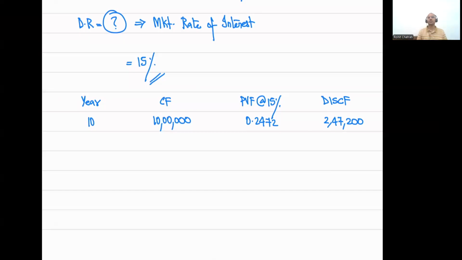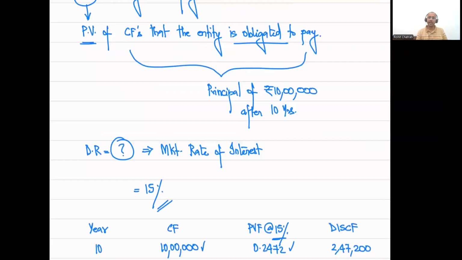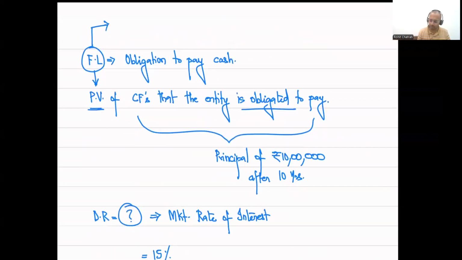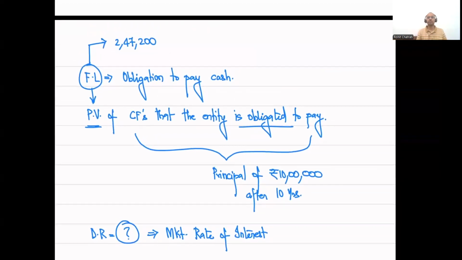Why is the discounted cash flow such a small value? Because this 10 lakhs is going to be paid after a period of 10 years, and the discount rate being 15%, the present value factor is only 0.2472, and hence the discounted cash flow is coming as 2,47,200. Therefore, the financial liability value in the books of accounts will be equal to 2,47,200.